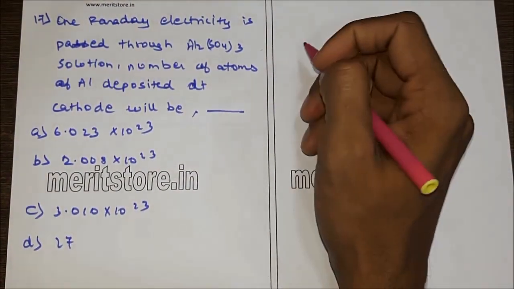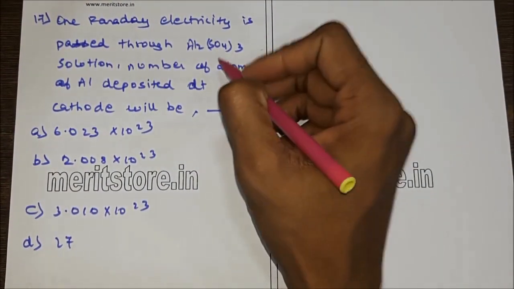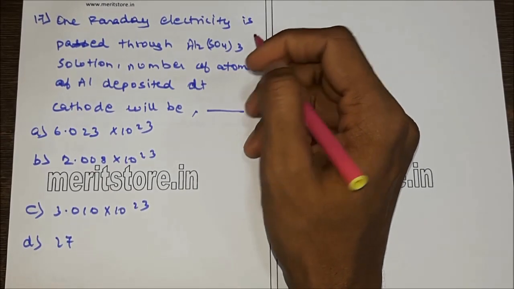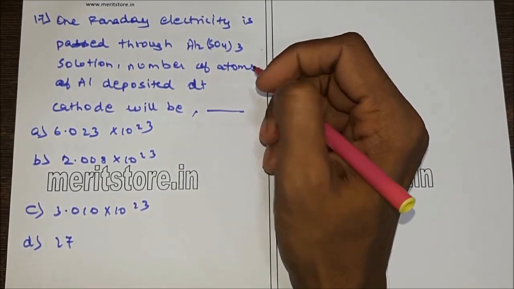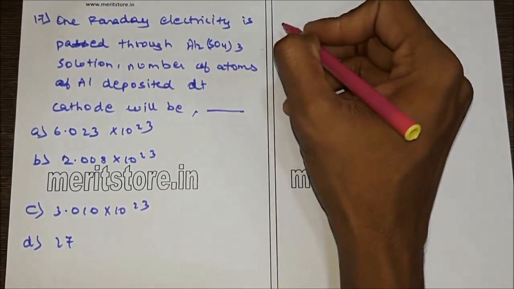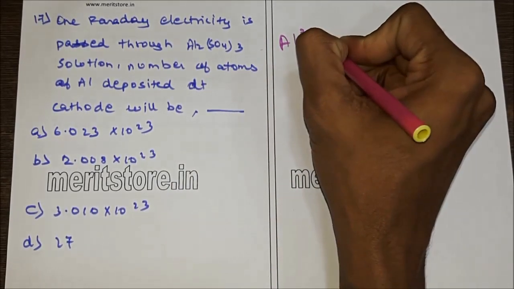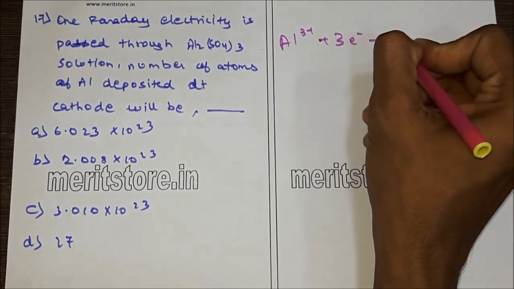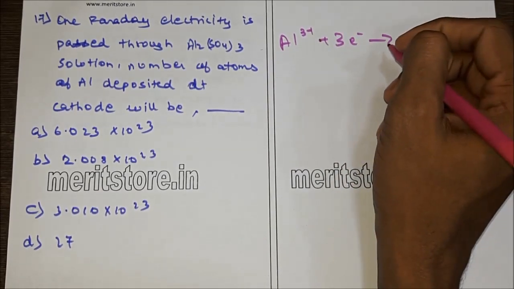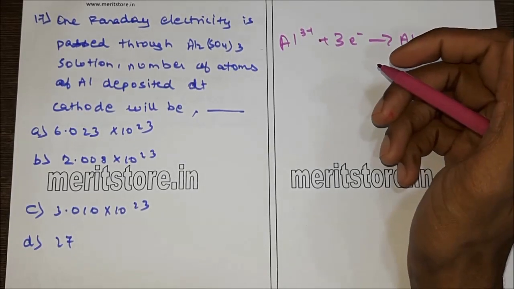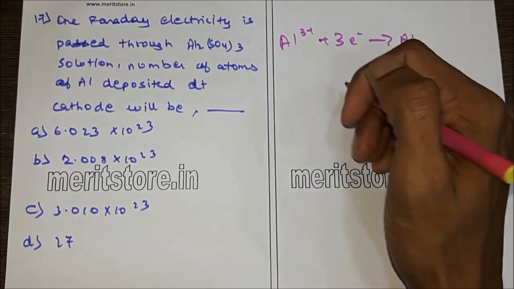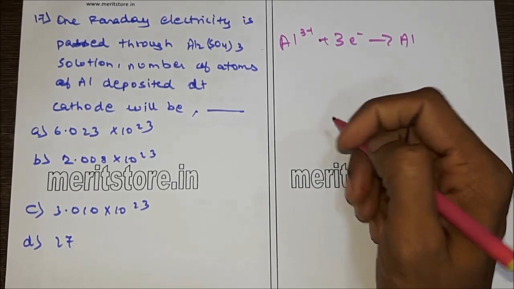Question 17. 1 faraday of electricity is passed through aluminum sulfate solution. The number of atoms of aluminum deposited at the cathode will be, we are given four options. So we have aluminum 3+ plus 3 electrons gives us aluminum. So 1 aluminum atom absorbs 3 electrons. So 1 mole of aluminum will absorb a charge of 3 moles of electrons, that is 3 faraday.